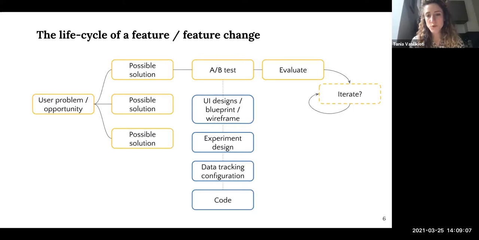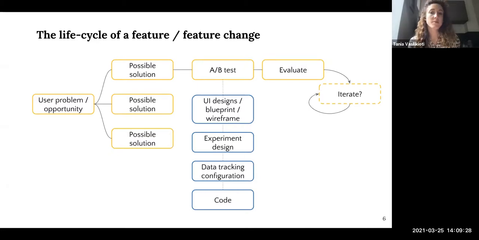We, of course, need to make sure that we have tracking in place to know the metric that we're interested in. And finally, of course, we need to implement it in code. And then we run the A/B test, we evaluate the results, and we say, could we maybe iterate actually on this possible solution that we came up with?